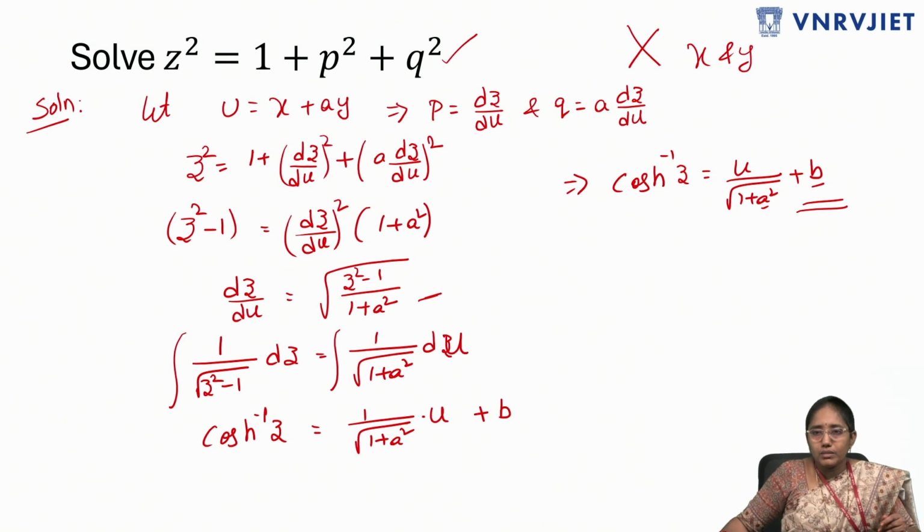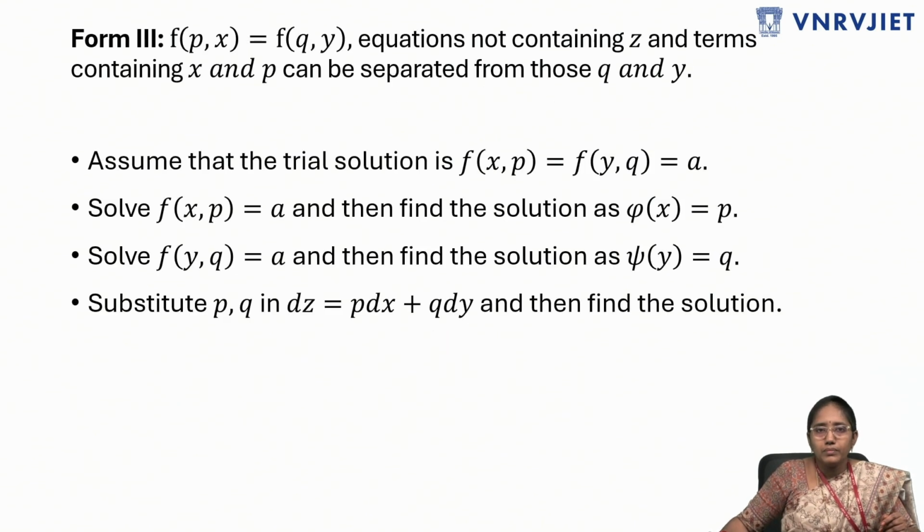Next, we will discuss another method. Now, if f(p, x) = f(q, y), the equation does not contain z, and the terms containing x and p can be separated from those containing q and y. So definitely the equation given in the problem, we should be able to rewrite in the form f(p, x) = f(q, y). Then only we are able to solve by using this procedure.